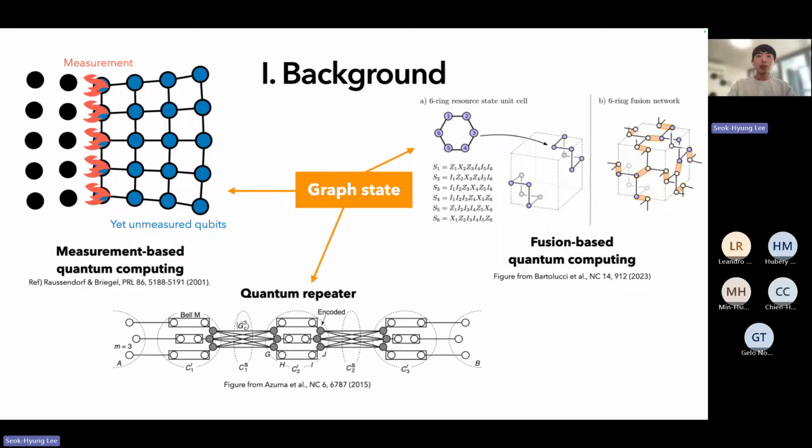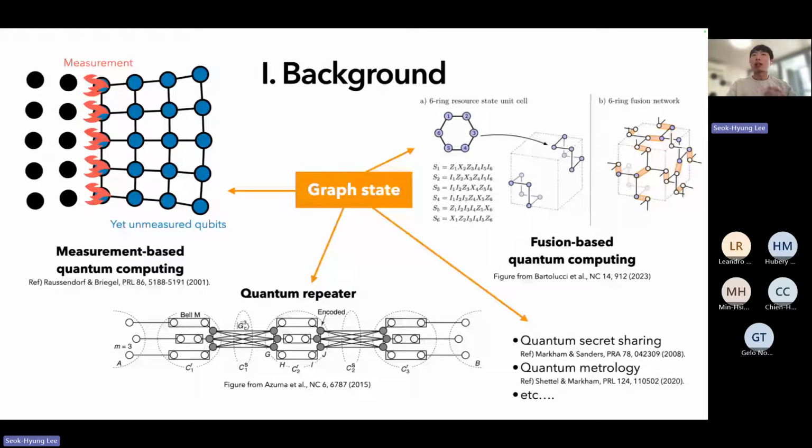It is also used for quantum repeaters for long-range distribution of entanglement, and it is known that graph states can be used to increase the success probability. Besides that, graph states can be used for various tasks such as quantum secret sharing and quantum metrology. It is worth noting that graph states are suitable for photonic qubits, where the conventional gate-based approach is very difficult to implement for quantum computing.